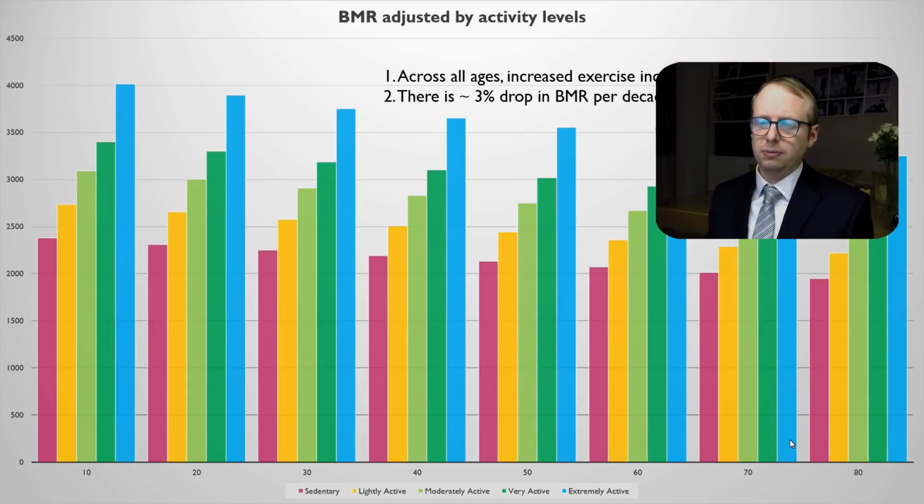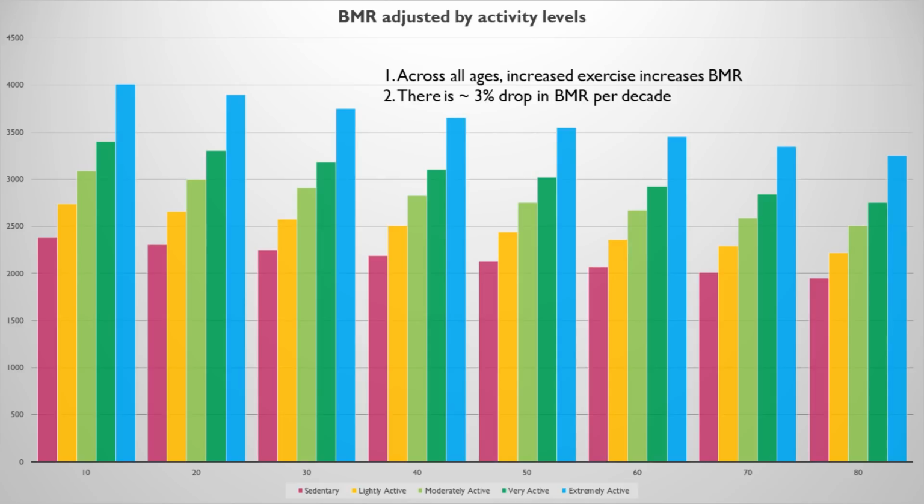Now, that's a lot of numbers. Let's have a look at pictures instead. Along the horizontal axis, you can see the age by decade, so 10, 20, 30, 40, 50, 60, 70, and 80. And for each one of these, I've got bars for the caloric requirements for someone who's sedentary, lightly active, moderately active, very active, extremely active. And you can see very clearly that for any of these ages, there is a relationship between the amount of activity performed and the caloric requirements for each of these.